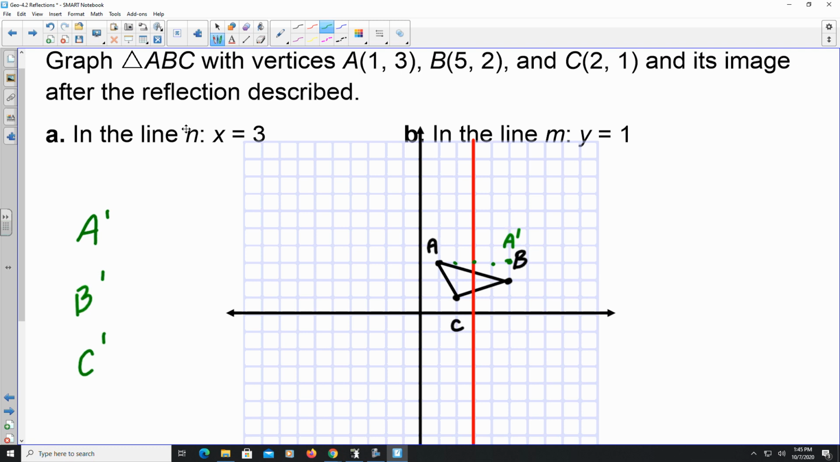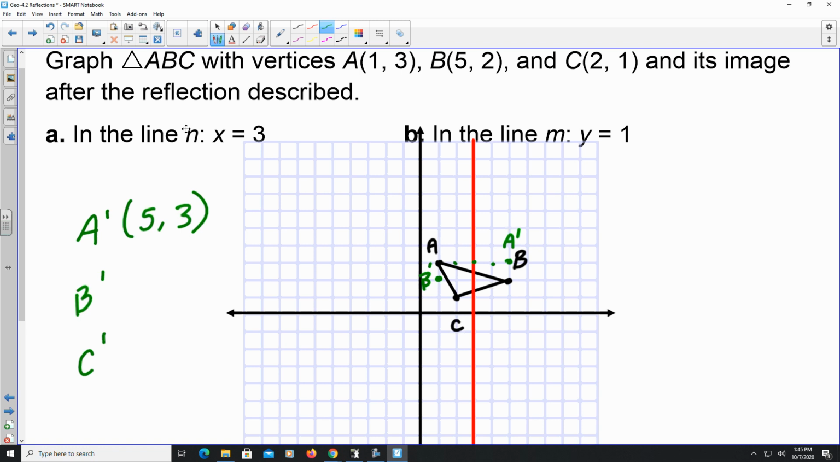If we asked to find it, well, it's at 1, 2, 3, 4, 5, so it's at 5, comma 3. So A prime is at 5, comma 3. Next, I need to find B. Since B is 1, 2 from here, I'm going to go 1, 2. So B prime is right here.